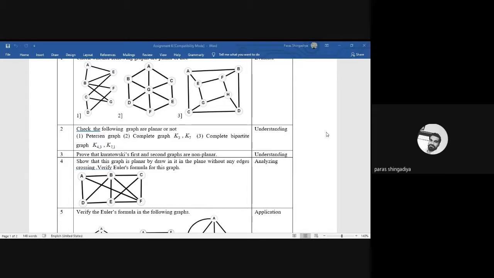Okay, done. In that you have to first make this graph planar, and then after we can verify the Euler formula. What is the formula of Euler? That is n minus e plus f is equal to 2. Here f indicates the region, and we can assign the region only for a planar graph. We cannot assign the region for a non-planar graph.